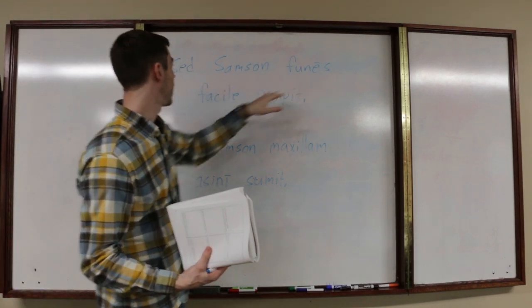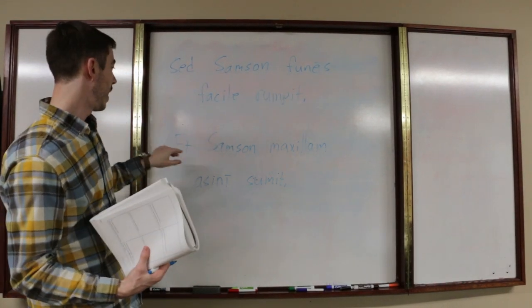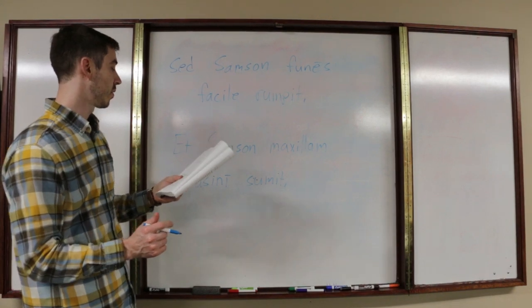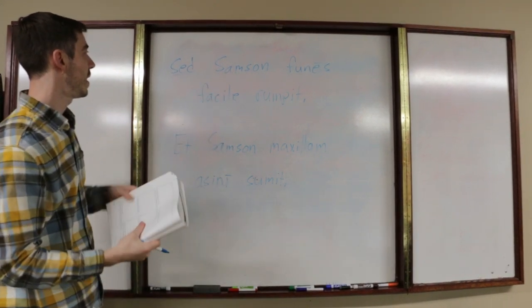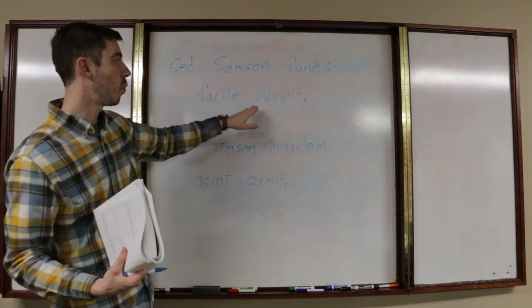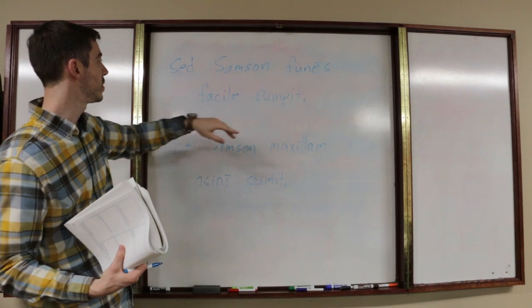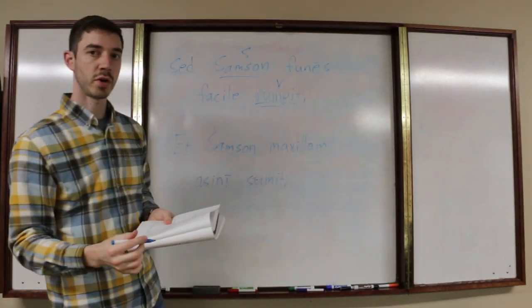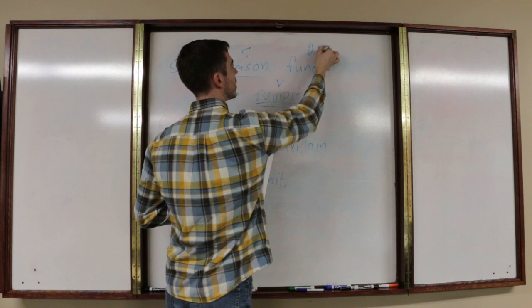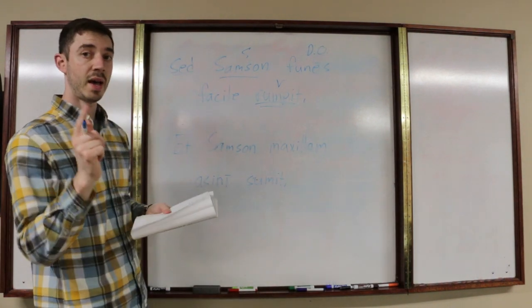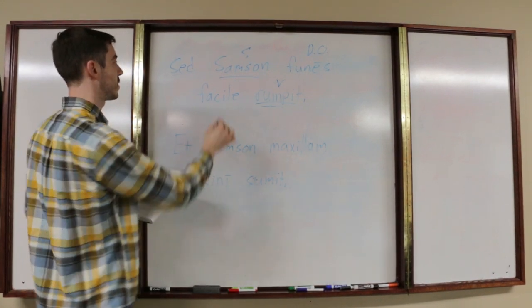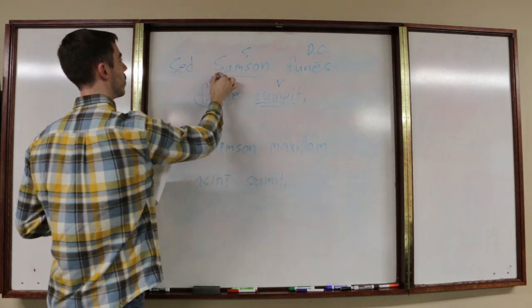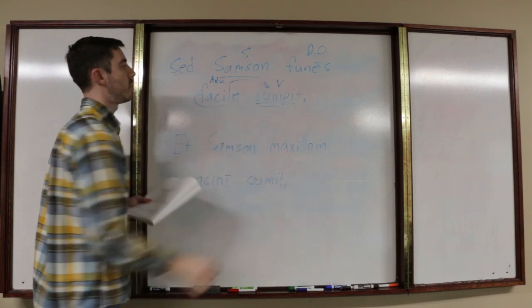Sed Samson funes facile rumpit et Samson maxillam asini sumit. This is the next two boxes in one. Okay, here's one of our special words. Sed, but Samson, he what? He rumpit. He explodes. What does he explode? So Samson, our subject, rumpit, our verb. Where's our direct object? Funes. He explodes the ropes. And here's our first adverb. How does he explode the ropes? Facile, easily. So we'll circle that adverb. Let's see, we'll write ADV and we'll draw an arrow to our verb.